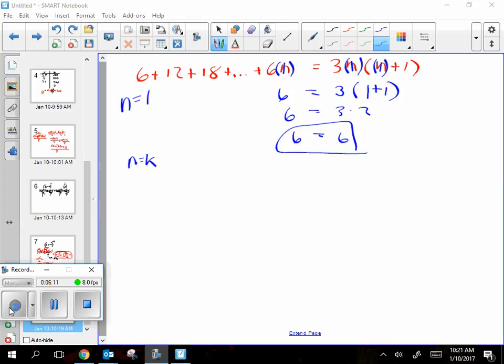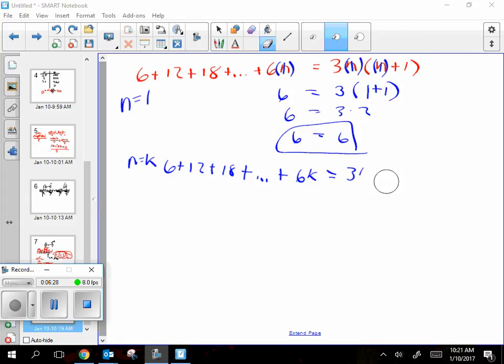Next, I got to prove it's true for n equals k. And so then it's just a rewrite of the original: 6 plus 12 plus 18 plus dot dot dot plus 6k equals 3 times k times k plus 1. I don't really need all those parentheses in there. There. Just swapping an n and a k, so there. Now, everybody look at your work and see if you found the right next step, which is the hard part.